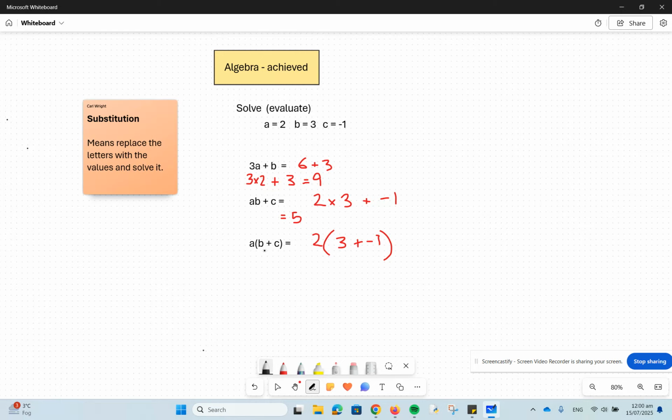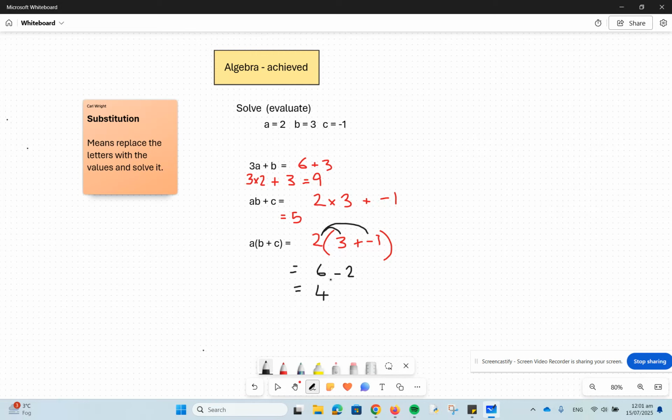I've replaced the letters with the numbers. In this case, I have to follow a rule where I expand it and multiply everything on the outside by everything on the inside. So 2 times 3 is what? 6? Yep. 2 times -1 is -2. So what's my answer? 6 minus 2 is 4. Boom. And now I've got an answer.